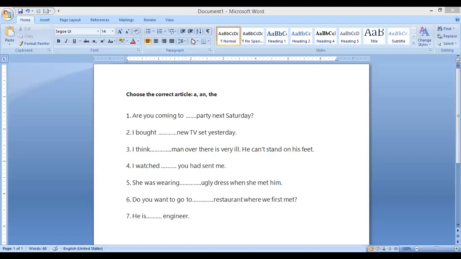I think the man over there is very ill. Now see, it is specific, right? Over there, referring to the place. He can't stand on his feet, right?